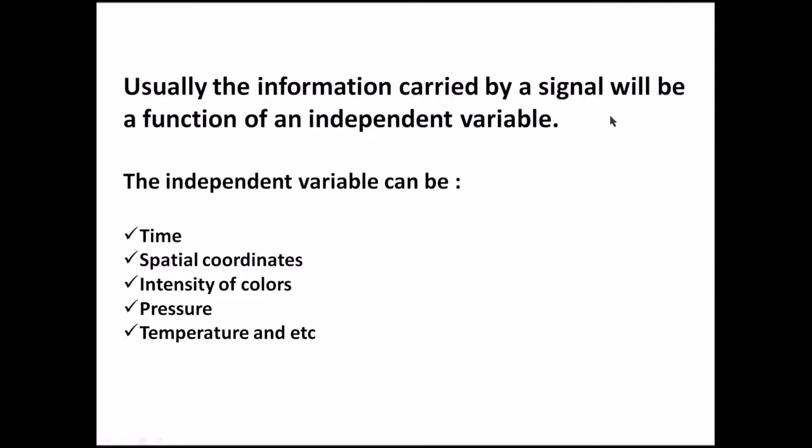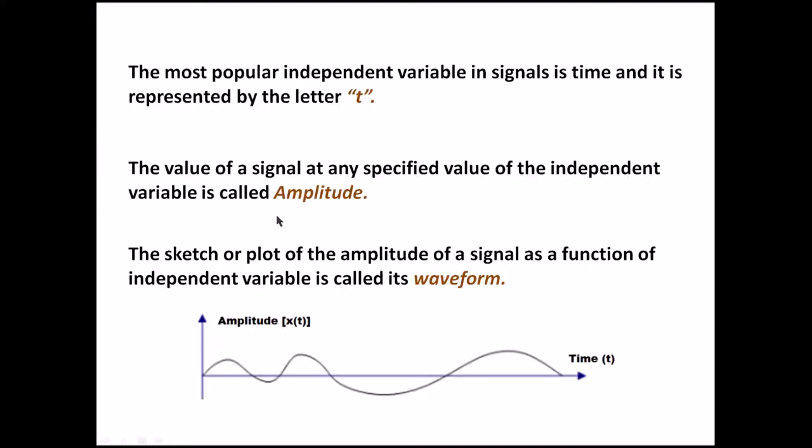Now usually the information carried by a signal will be a function of an independent variable, as we discussed in the first slide. The independent variables can be time, spatial coordinates, intensity of colors, pressure, temperature, etc. These are all examples of independent variables. The most common type of independent variable in signals is time, and it is represented by the letter t. The value of the signal at any specified value of the independent variable is called amplitude.